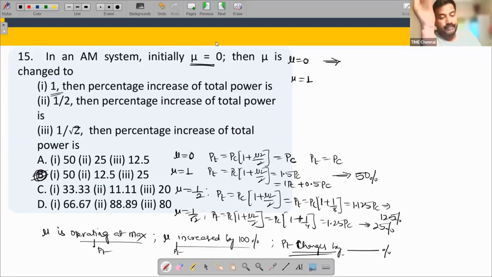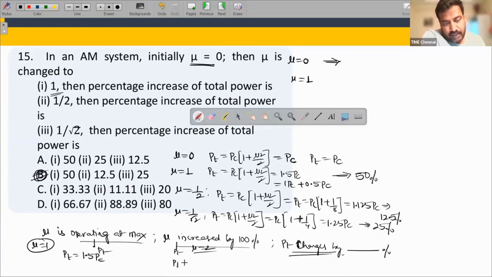Yeah, absolutely correct. When mu is operating at maximum, mu is 1, PT is 1.5 PC. If mu increases by 100%, that means mu became 2. Now, PT is PC into 1 plus mu square by 2, that's 2. So it becomes 3 PC. 1.5 PC became 3 PC. Improvement is 100%.